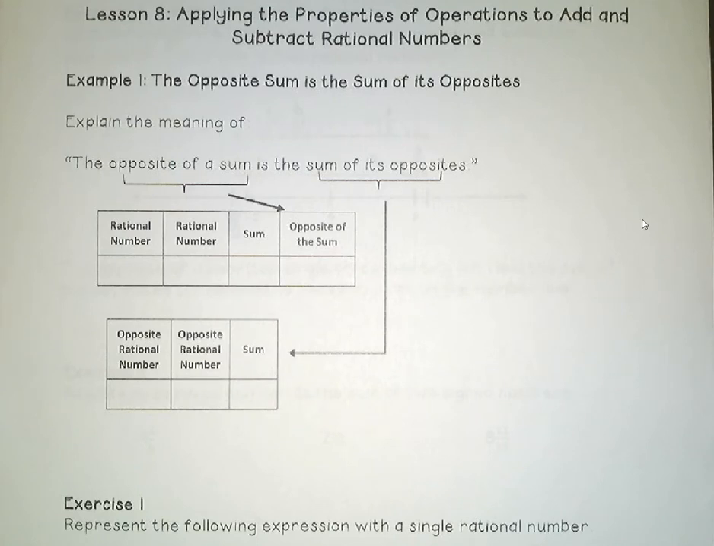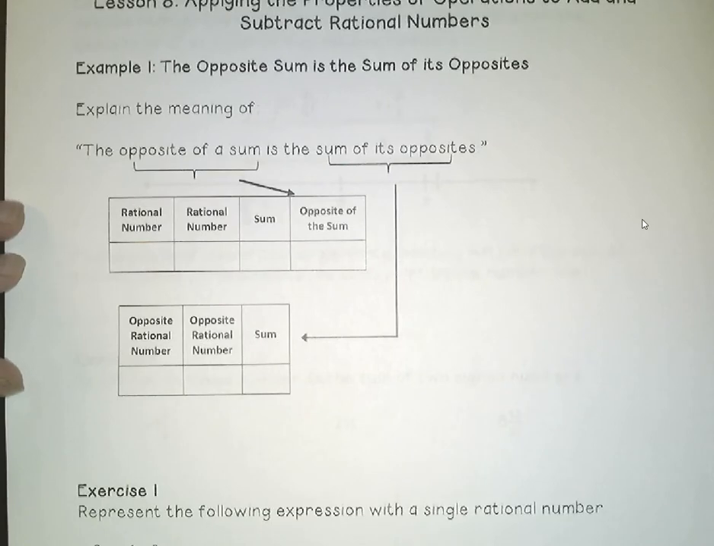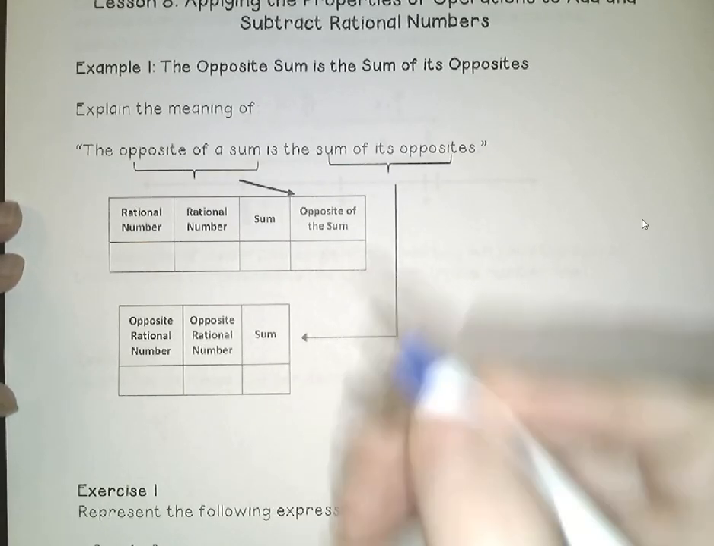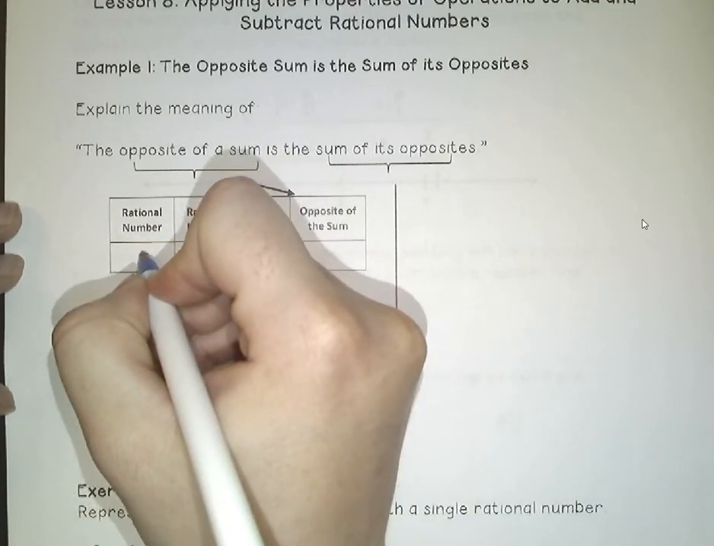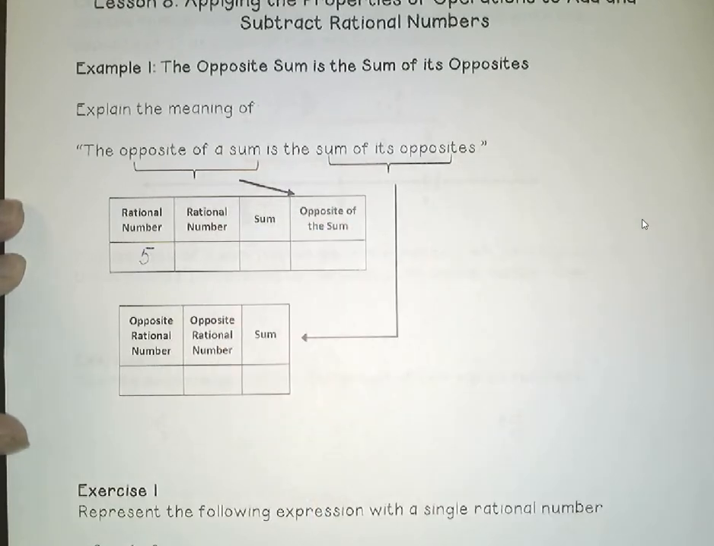So example 1, the opposite of the sum is the sum of the opposites. First off, sounds confusing. Let's take a look at every word up here. Let's think about any rational number, and by rational number, let's just think of an integer. Easier that way. Let's say 5.